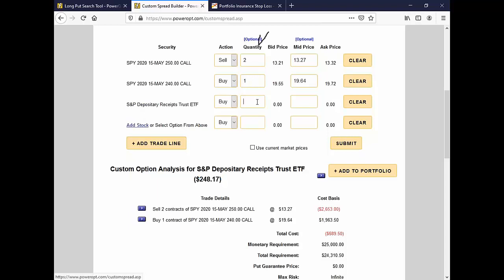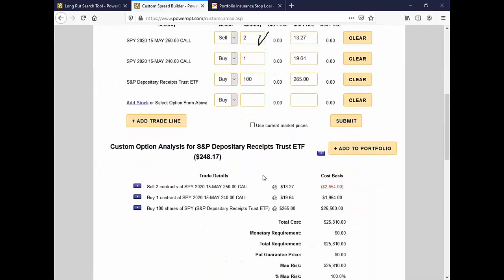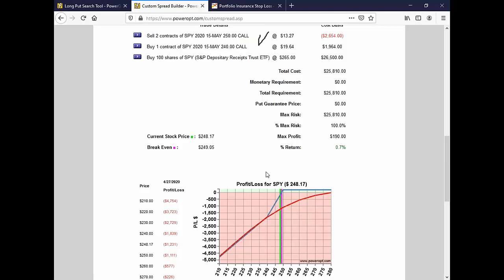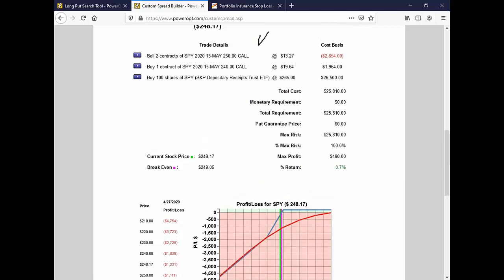But there's also, this is used in what's called the stock repair. Let's say I owned shares of SPY, Bernard, at $265. Okay, it's now trading at 248, so I'm down a fair amount here, $17. Let's run that. I'm not going to get to break even. Oh, I did. Look at this.